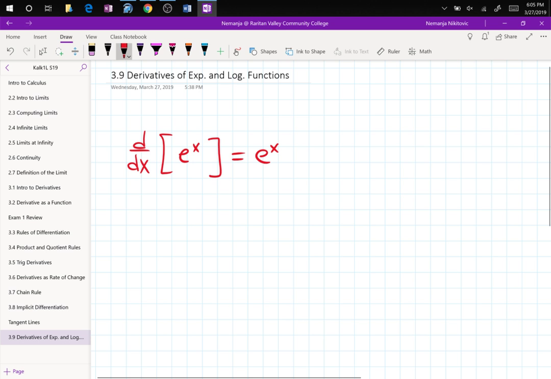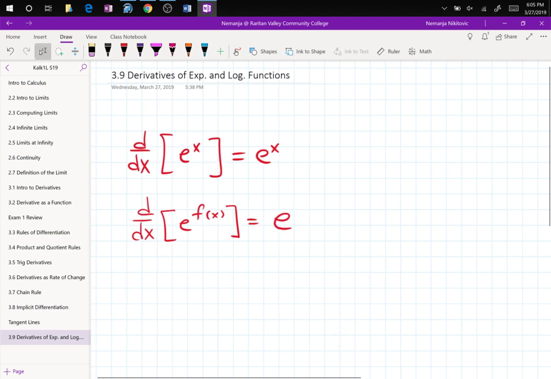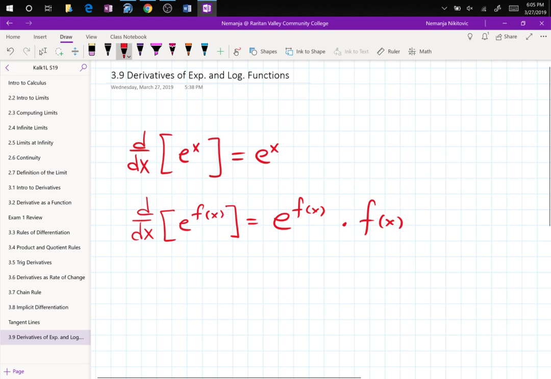The next formula is the one that you also know, and that is the derivative of e to the f of x. This is your basic chain rule. Derivative of e to the f of x is e to the f of x times f prime of x.